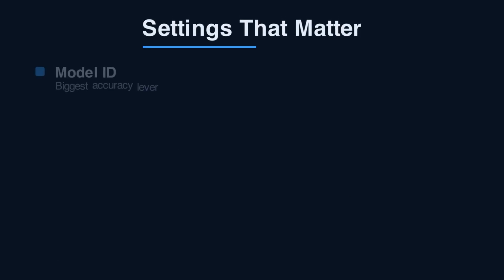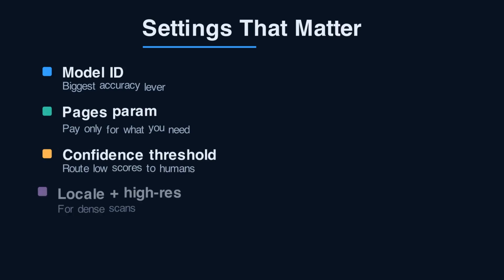Four levers change your results the most. First, model selection, the single biggest factor in accuracy. Second, the pages parameter, so you only analyze the pages you need instead of paying for a 100-page document. Third, the confidence threshold, where a sensible starting point is routing anything below about 85% to human review, then tuning per field. Fourth, local and high-resolution OCR for dense or low-quality scans.